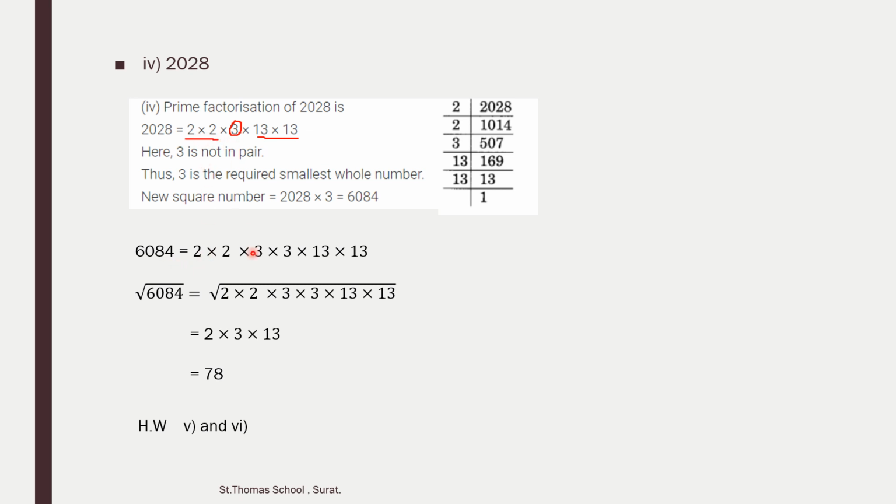Now you have to write 6084 is equal to 2 multiplied by 2, then 3 multiplied by 3, multiplied by 13 multiplied by 13.